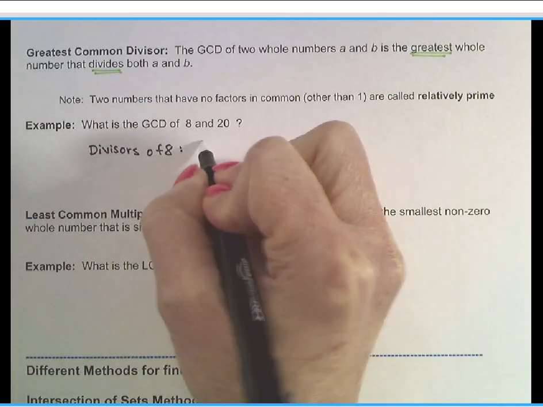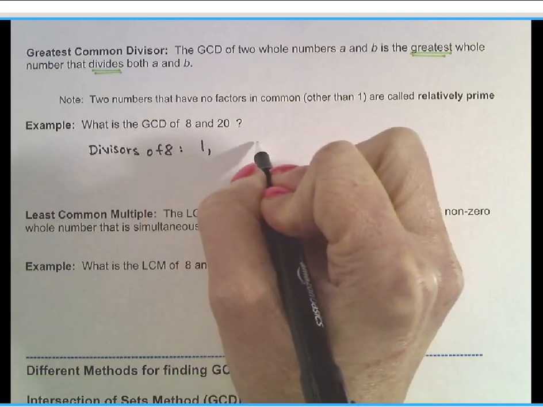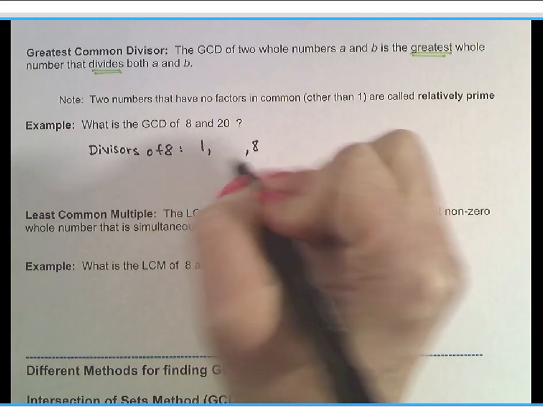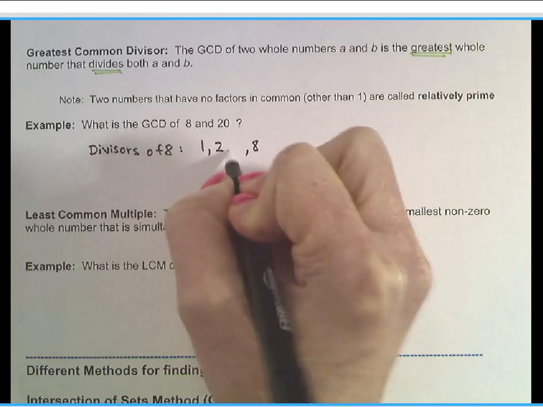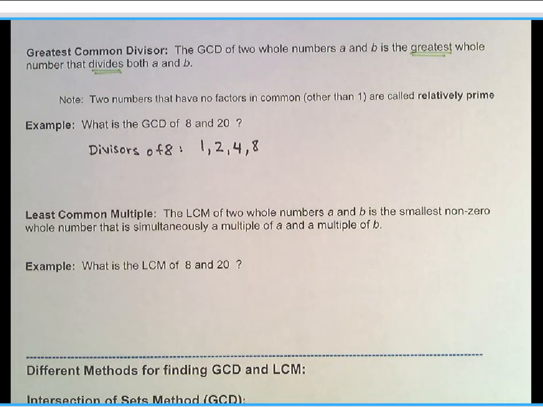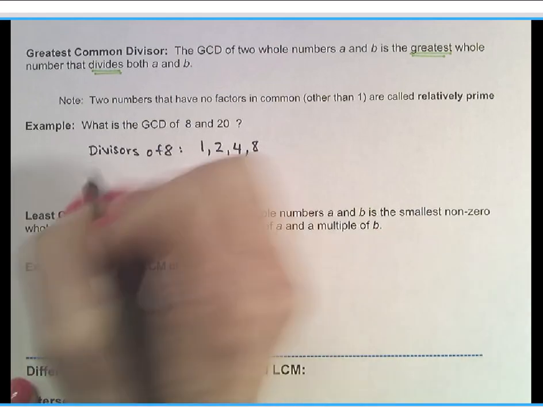You've got 1 and 8, and 2 will also go in there, 2 and 4. I think that's it. There's my list. Divisors of 8: 1, 2, 4, and 8. Those are all the numbers that divide into 8.